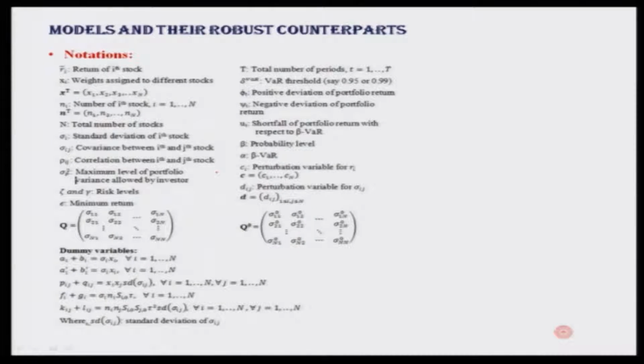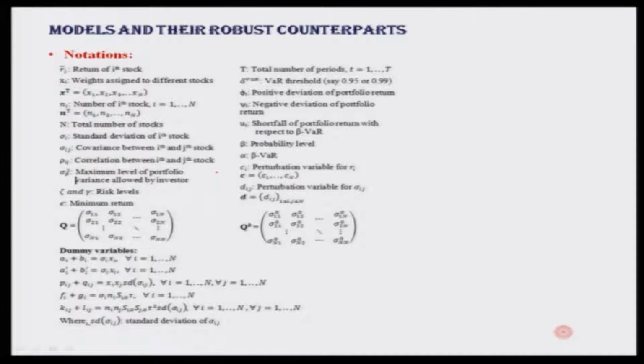R star is the return of the I stock, xi is the weight assigned to different stocks which is the w's, xt is the vector x1 to xn depending on which time period you are considering, that time windows we considered, the number of stocks. Ni is the number of stocks, Nt is the number of stocks given in a vector, capital N the total number of stocks, sigma I, rho sigma ij, rho ij are the corresponding standard deviation, covariance and the correlation coefficient.